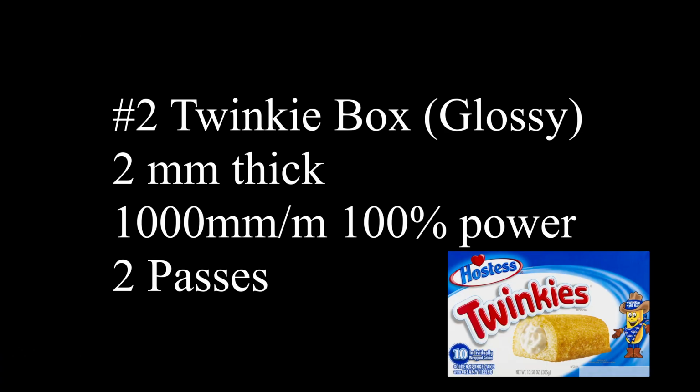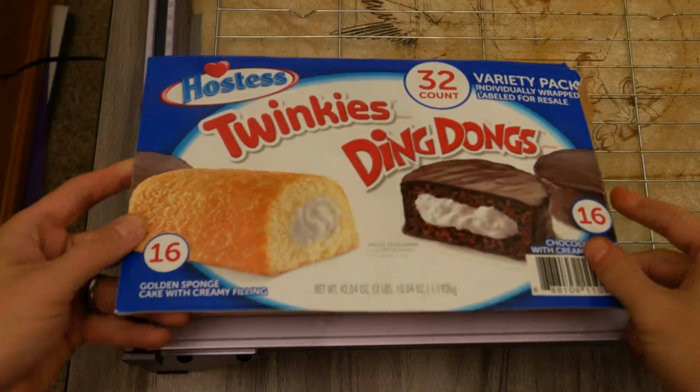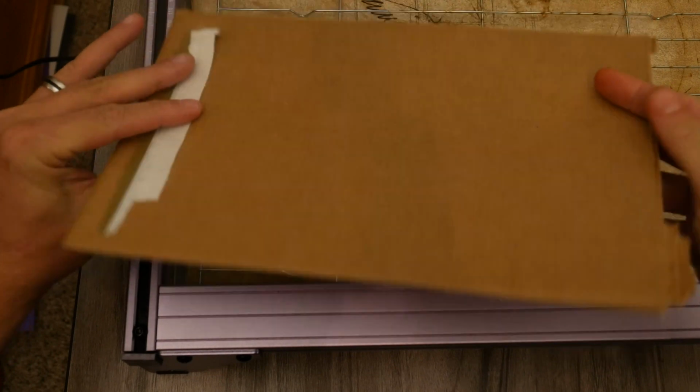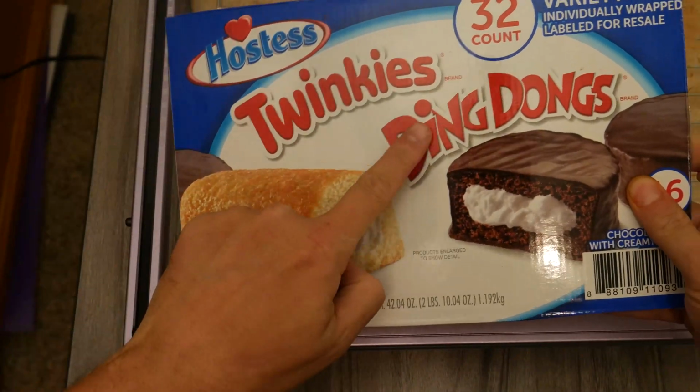For this, let's try another piece of cardboard, but a little bit thicker at around 2 millimeters, and it has this glossy finish on one side. Let's see if we can cut this Twinkie box using the same settings as before. This is really strong cardboard.